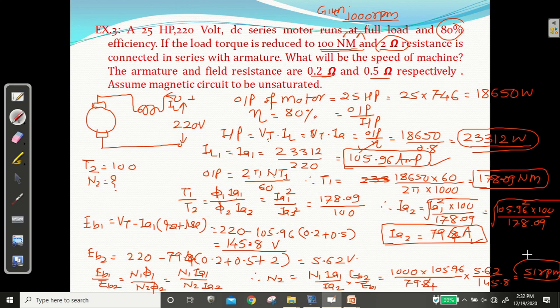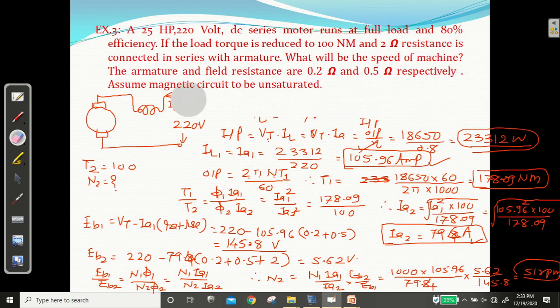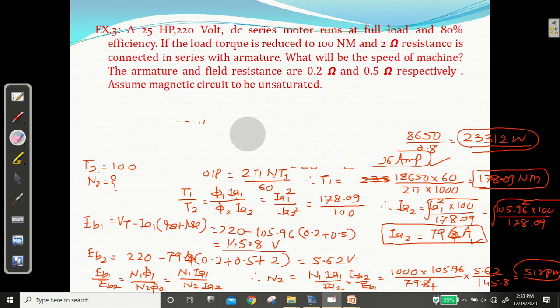So in this way, if your concept is clear, how to do it, clear your concept and then only solve. Please don't muck up the problem. Same process everywhere, same process we have. Just if your concept is clear, you can get the answer. So I have solved 3 numericals. Clear? I have given my address and phone number both. If you have any doubt, you can ask me.